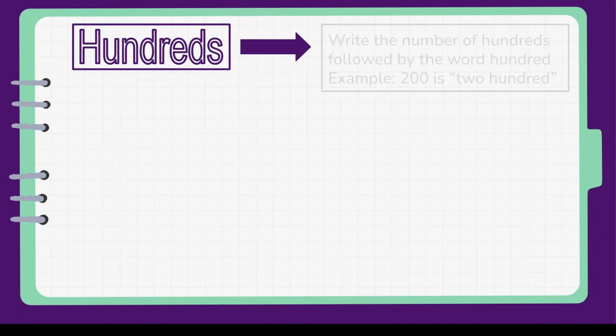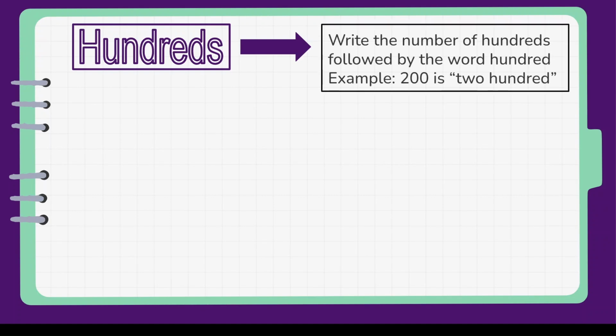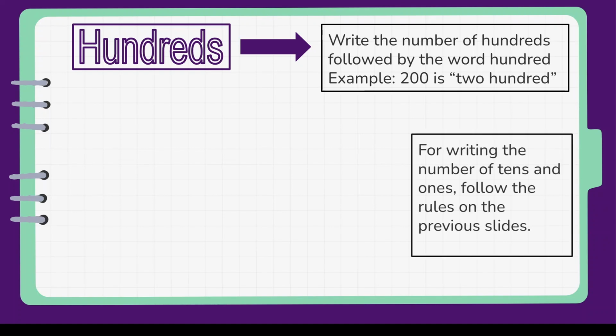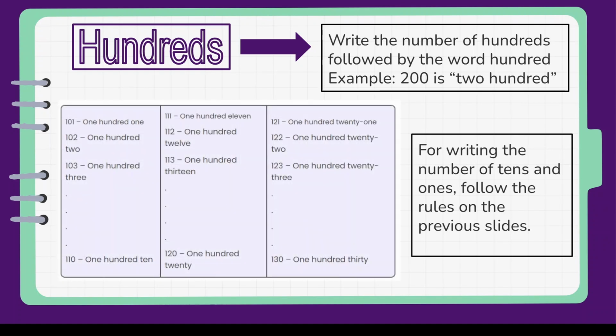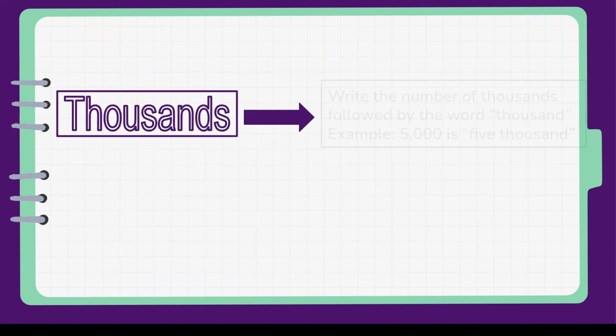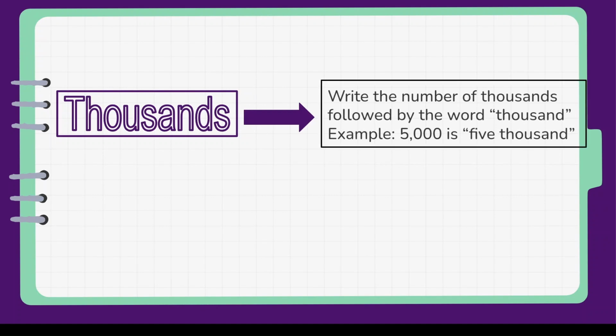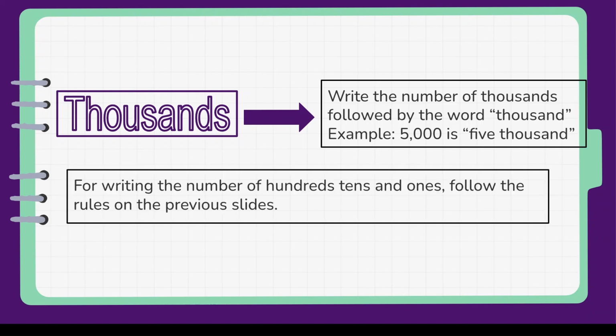For writing hundreds, write the number of hundreds followed by the word hundred. Example, 200 is two hundred. For writing the numbers of tens and ones, follow the rules on the previous slides. And here is another chart to help you write your hundreds words. For writing thousands, you write the number of thousands followed by the word thousand. Example, 5,000 is five thousand. For writing the number of hundreds, tens, and ones, follow the rules on the previous slides.